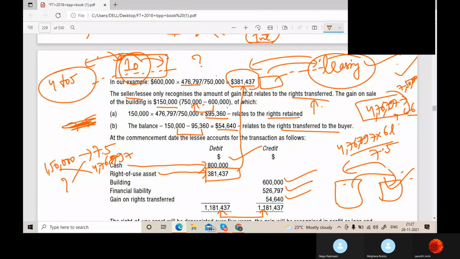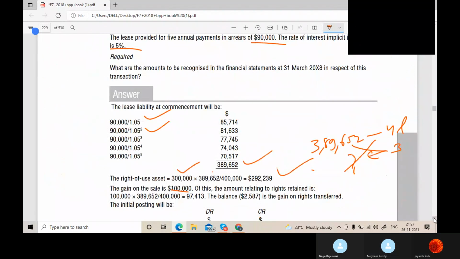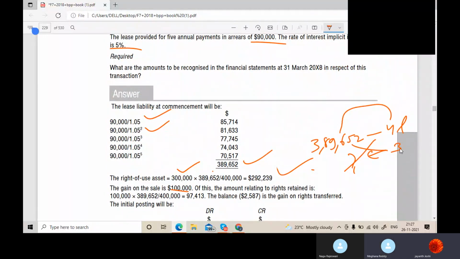Got it? Hello? Yes, sir. This was the balancing figure, and the same thing we found out also in the previous part, the carrying amount portion. We got this as per the fair value. We have to do it as per carrying amount. So here also we found out as per the fair value, and we are doing as per the carrying amount.